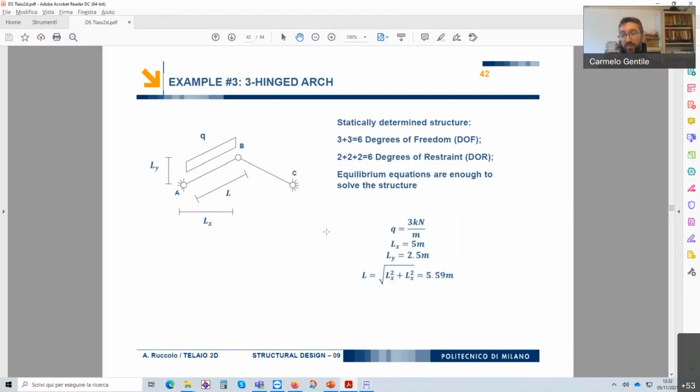So let's check if the structure is statically determined or not. If it is a three-hinged arch, it is always determined. But let's check it again. We have two elements, so 3 plus 3 degrees of freedom, and 2 restraints per each hinge. So 6 degrees of restraint and 6 degrees of freedom. So we can solve the structure using only equilibrium equations. That is very comfortable.